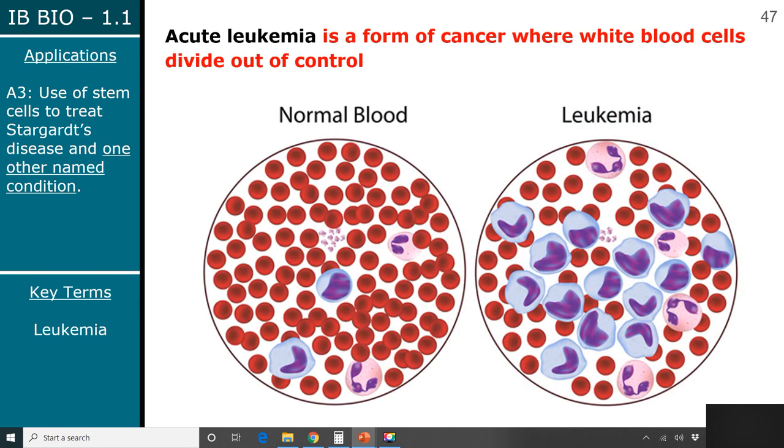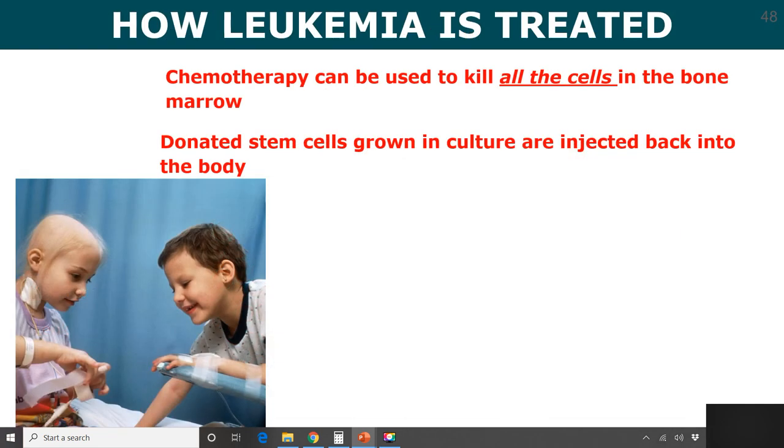This one is active. So leukemia, right? Leukemia is a form of cancer where the white blood cells divide out of control. If this was a normal blood smear, I'd expect to see a couple of white blood cells in a normal person's blood. But when people have leukemia, these guys divide out of control. And when that happens, you have to get rid of them because a cancer will kill a person who has it. And this one tends to be a childhood disease, which makes it extra sad.